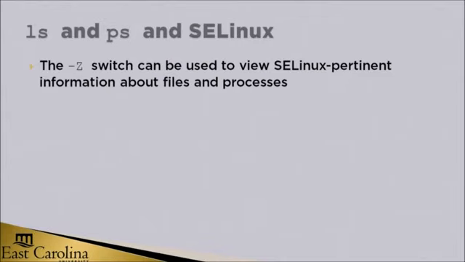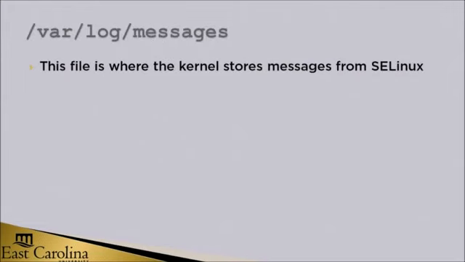When using the ls and ps commands, you can add the -Z switch to view the SELinux pertinent information about the files and processes. What you are viewing in this case is the SELinux context of the files and processes. The kernel stores messages from SELinux and other processes in /var/log/messages. This file should be reviewed whenever you are looking for SELinux violations.